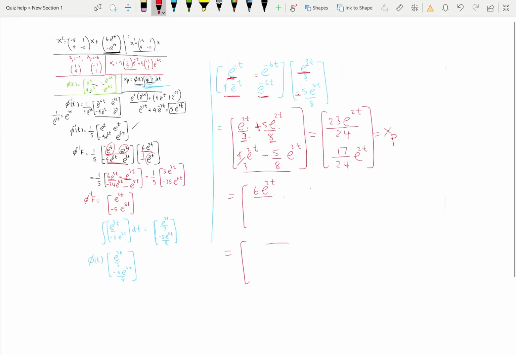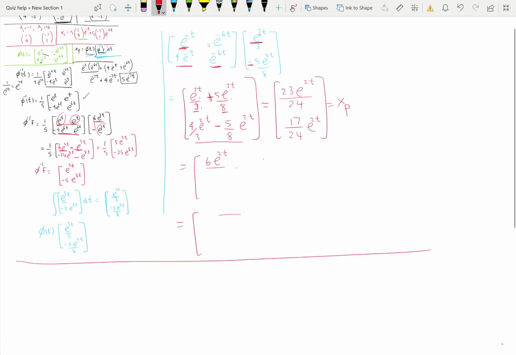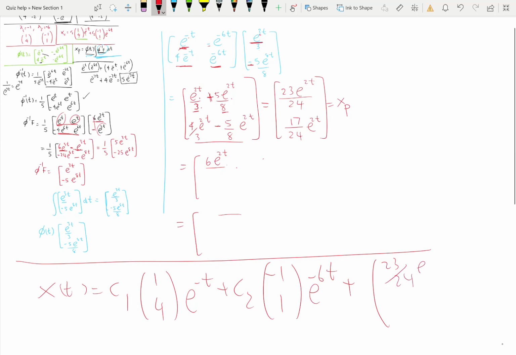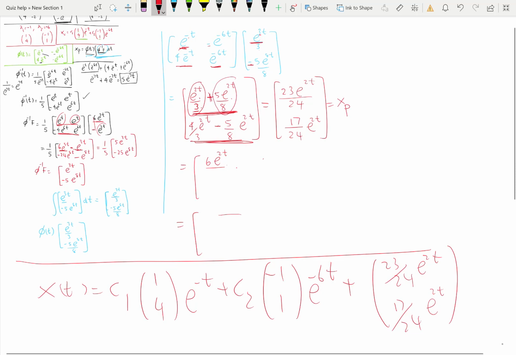Okay, all right, so let's see how we write the general solution, which is easy from here. X of t is C1, the first eigenvector 1 4, e to the negative t, plus C2 negative 1 1, e to the negative 6t, plus the particular solution 23 over 24 e to the 2t, 17 over 24 e to the 2t. Okay, here it's just a fraction addition. Here the common denominator is 24, here the common denominator is 24. So to create a common denominator, you have to figure out the number that you have to multiply each of these fractions by and then add. You can add them because both of them have e to the 2t terms, right? Okay, so this is the general solution.